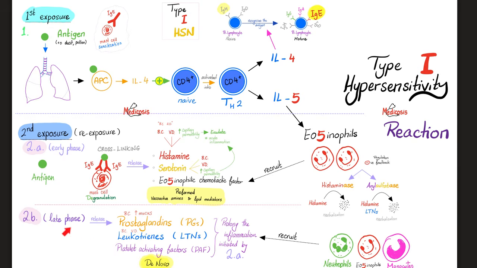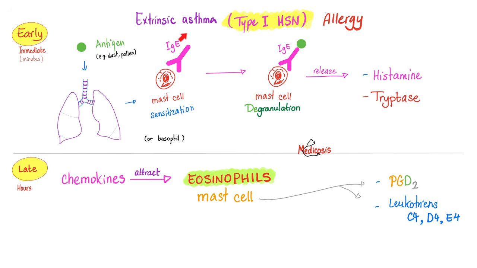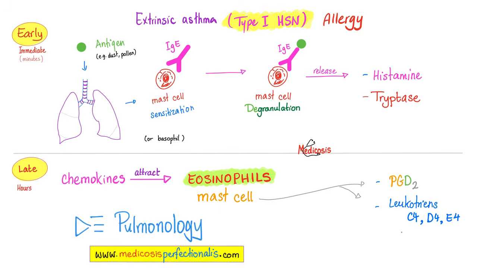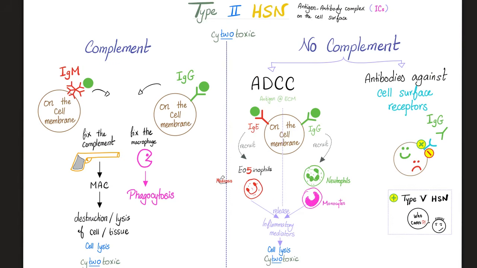And that's why the late phase is late. A classic example of type 1 hypersensitivity is the extrinsic allergic asthma. And we have discussed this in detail in my pulmonology playlist. These videos are on YouTube, the notes are on my website. Next, we have type 2 hypersensitivity reaction.